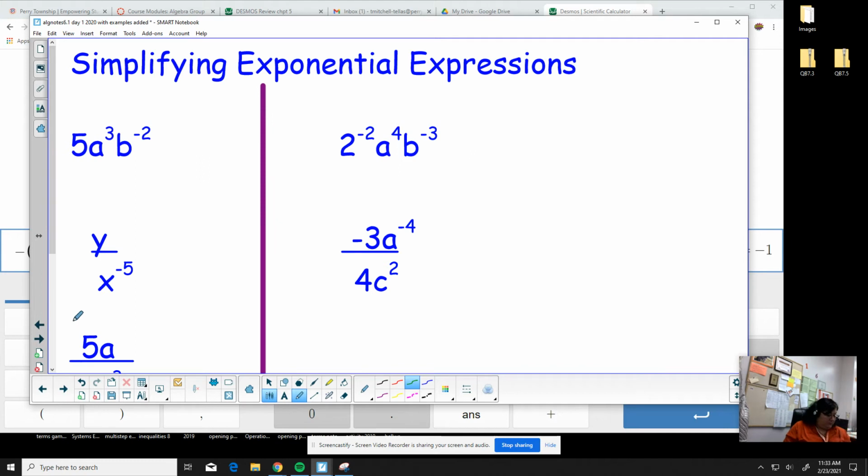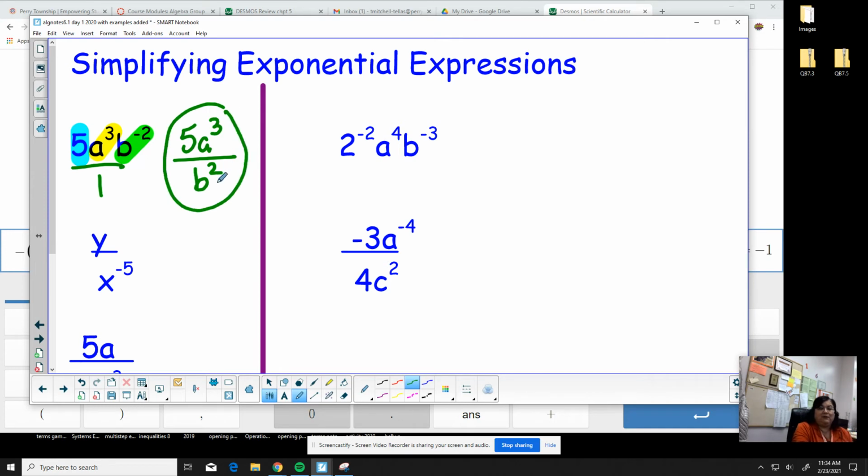All right, so now we're going to throw in some letters. Okay, and what you have to do is think about each of these as their own little problem. So if I look at this first one, you've got a 5, you've got an a to the third, and you've got a b to the -2. So the only one that's unhappy is the b. The 5 and the a are perfectly fine where they are, so we're going to keep those there. The b is going to go down to the bottom, so it's going to be b to the second, and now it's happy, so it's the answer.